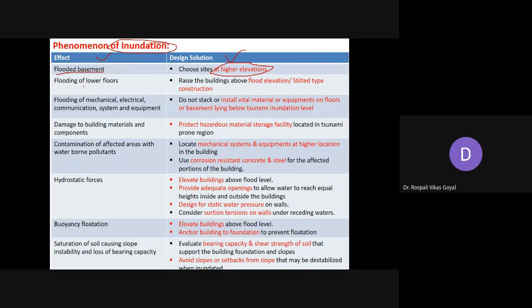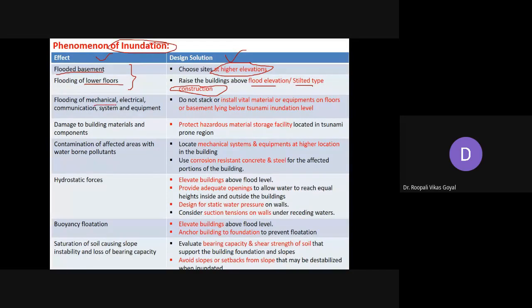Next is flooding of lower floors. If water is coming on the lower floor also, then raise the building above flood elevations or use stilted type of construction, so that it should be above your pillar or post. Okay, so still you have to raise your building. These are all things that can be known only if you have previous studies. Okay, and accordingly you can get all this idea, and accordingly you can give your design solutions.